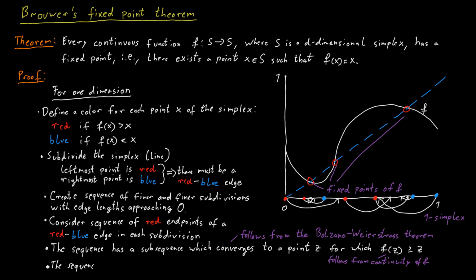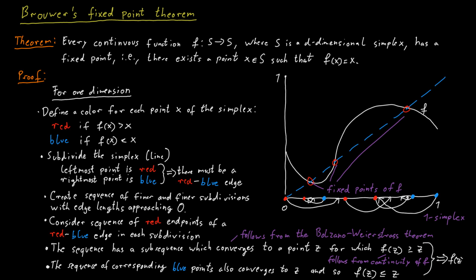But now consider the sequence of the corresponding blue points. And this must converge to the same point z, because the length of the edge tends to 0. So the red and the blue point get closer and closer together. And so for a similar reason as before, it must also be true that f of z is less or equal to z. But now we have f of z is greater or equal to z and also smaller or equal to z. And so we conclude that f of z must actually be equal to z. And therefore z is a fixed point of the function f.